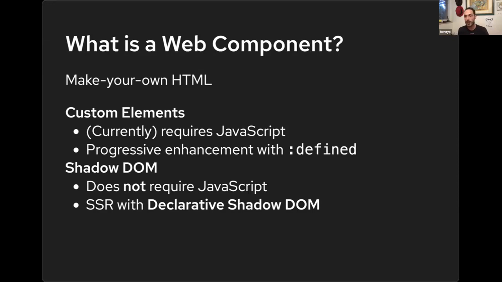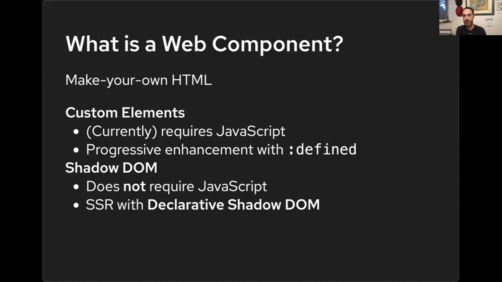So custom elements currently require JavaScript. I don't think that's always going to be the case. I think years from now, we're going to have something called declarative custom elements, which is sort of like the dream at the end of the tunnel, kind of harkening back to Polymer 1. And since they require JavaScript, they can be progressively enhanced with the CSS defined pseudo class. So you can provide one style for an element before it's been upgraded, before the browser has loaded its script and its definition, and a separate style for it after it's been defined, or maybe remove those styles. That's an important progressive enhancement piece of custom elements.